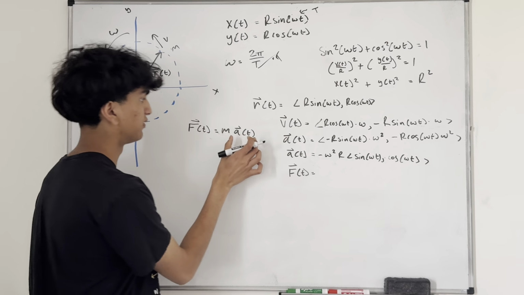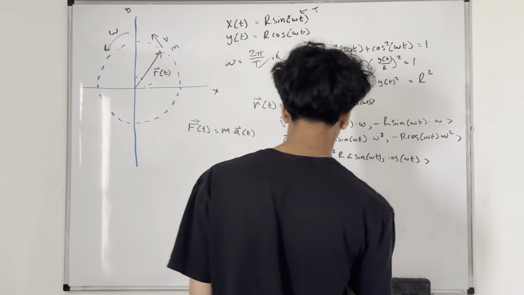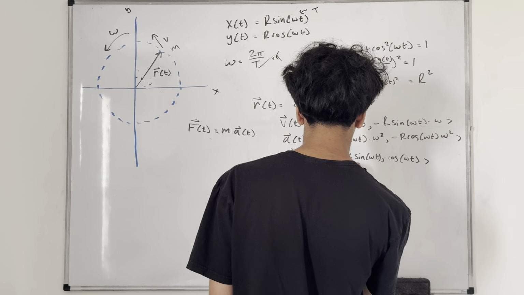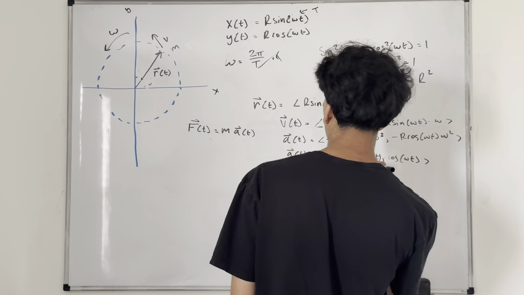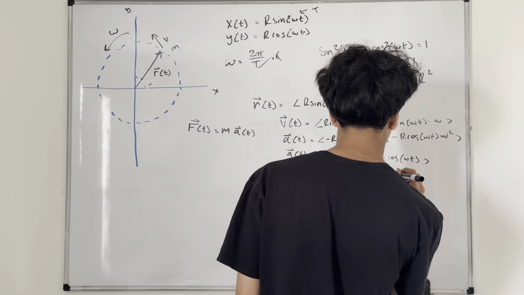I would just take the vector a of t and multiply it by the scalar m. It ends up being a scalar multiple. So I get negative m omega squared times r, sine omega t, cosine omega t.